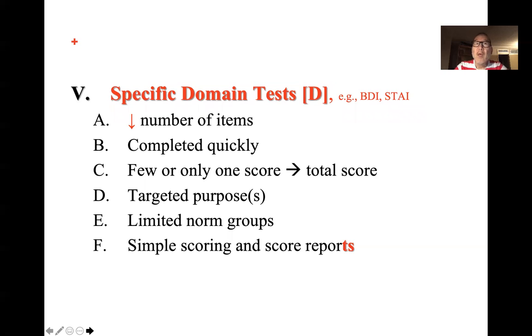constructs. They tend to be relatively brief. Like the Beck, offhand, is about 21 items, true Likert scale items. You can usually complete them in about a couple of minutes. They typically produce just one score: a depression score, an anxiety score, an assertiveness score, like the Rathus Assertiveness Scale. We might complete one in class. So there's a very specific, targeted purpose.